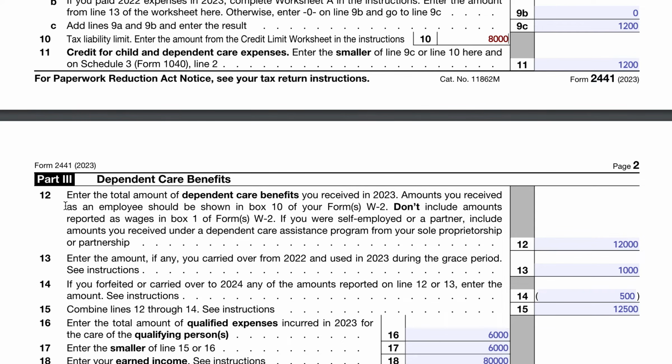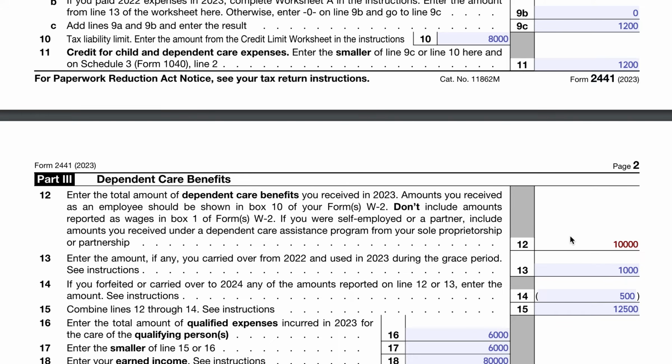So in line 12, we're going to enter the total amount of dependent care benefits that we received. Let's just assume that our employer paid the $10,000 on our behalf. This would be shown in box 10 of your Form W-2, not including your wages that are in box 1. If you carried over any amounts from the prior year and you used it during the grace period, you can enter that here. And then if you forfeited or carried over any to the future tax year to 2024, you would enter that as a negative number here.